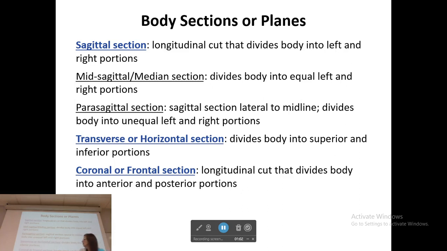Coronal or frontal. So that would be like if you had a section that divided the body into front and back, okay, would be coronal or frontal. And think about like a crown, but if you were wearing the crown like this and not like that, okay? So it would be a coronal, would be front and back.